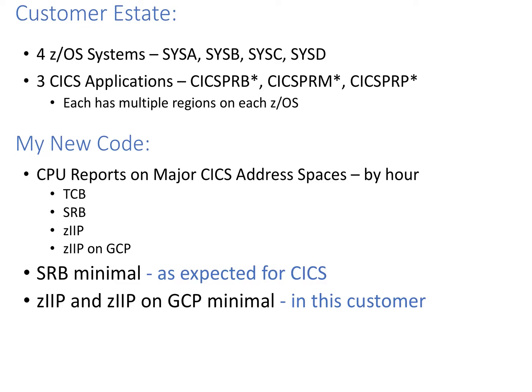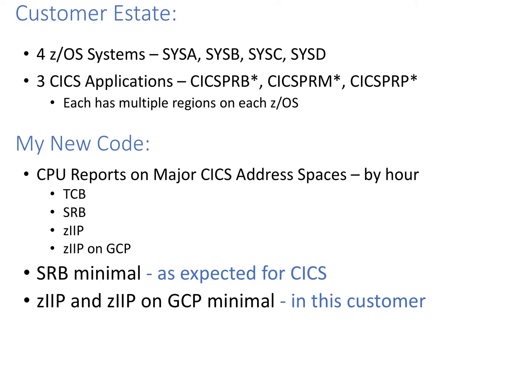Today we're going to talk about the same customer estate as in Screencast 5. There are 4 z/OS systems which we're calling A, B, C and D. Now this time we have 3 distinct CICS applications, B, M and P. I'm sure you can spot the naming convention right there. Each application has multiple regions on each z/OS system, and they are equal numbers in fact on each z/OS system, although the number of cloned regions varies from application to application.